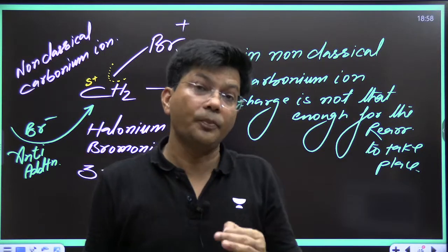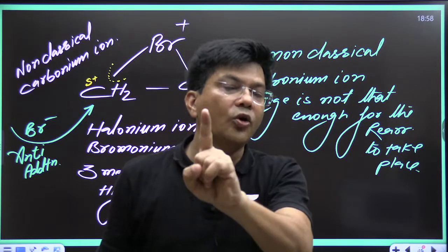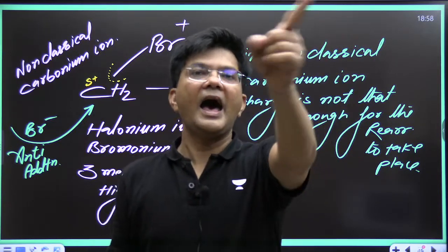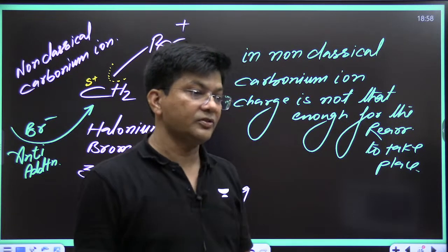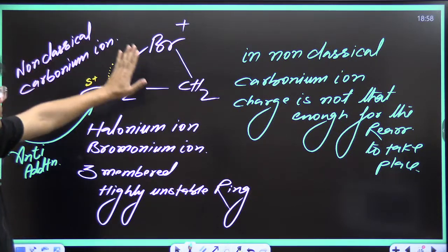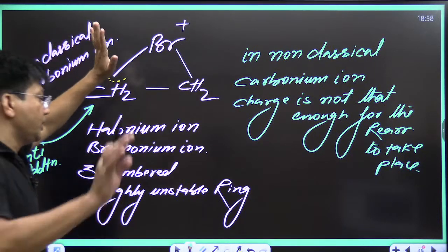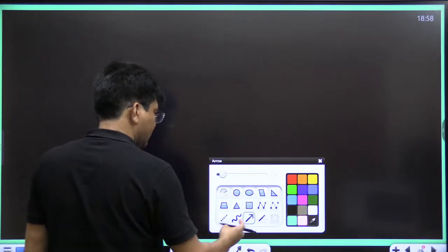So always keep in your brain, whenever the E part of the electrophile has a lone pair, always the anti-addition will take place and rearrangement will never take place. This is the most important point, my dear friends. You have to keep it in your brain. So from this point, what lesson have you learned, kids?